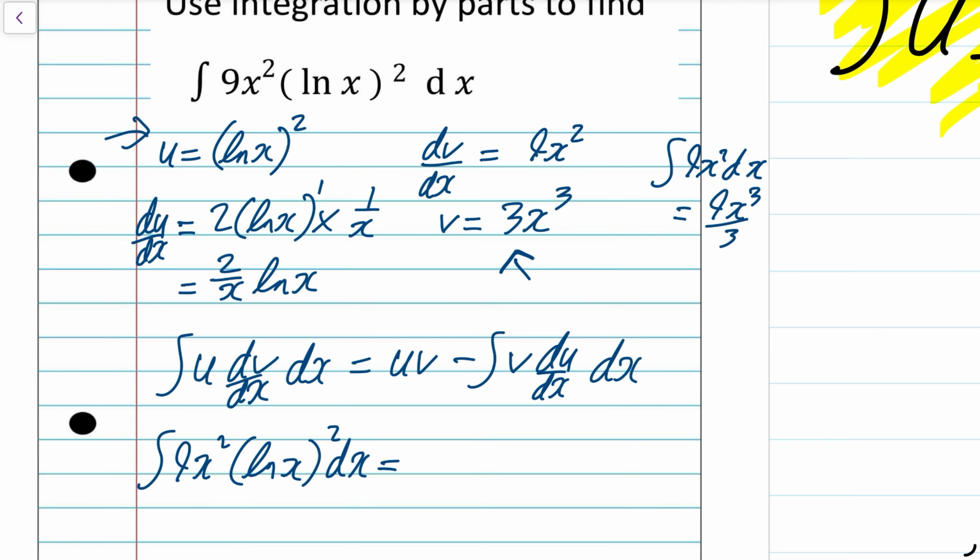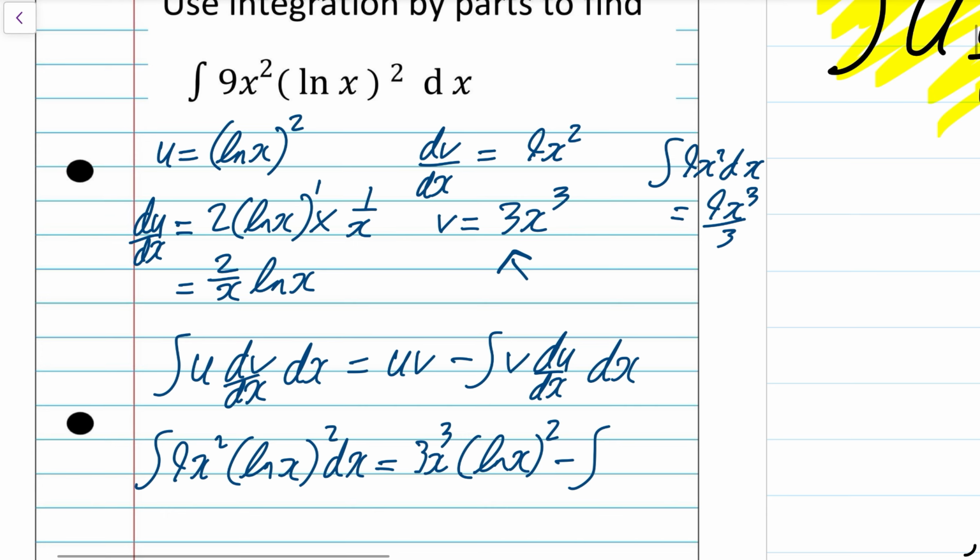So there's my v, and there is my u up here. If I multiply those, I'll put the v first this time, so it's going to be 3x cubed times ln of x, all squared, then minus the integral of my v times my du. So 3x cubed times 2 over x is just going to give you 6x squared, and that is going to be times ln of x.